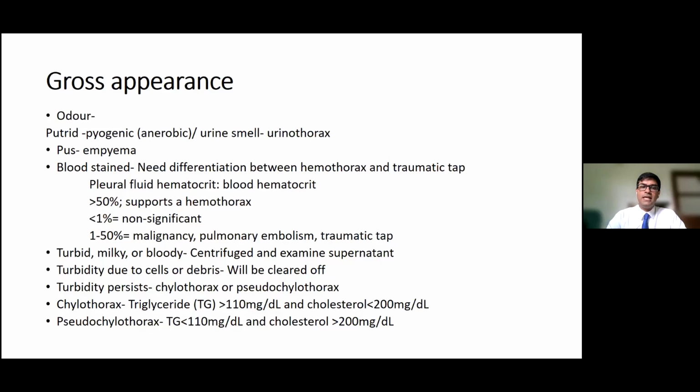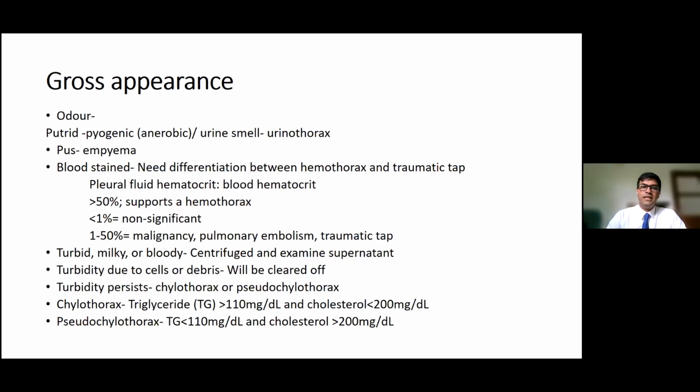pyogenic, especially anaerobic infection, while if it smells like urine, it's a urinothorax. Color-wise, if you find your aspirate is grossly frank pus, it supports a diagnosis of empyema, while if it is blood-stained, you need to differentiate between a hemothorax and a traumatic tap. For that, you have to use the pleural fluid hematocrit to blood hematocrit ratio. If this ratio is more than 50%, that supports a diagnosis of hemothorax, while if it is 1 to 50%, it suggests other etiologies such as malignancy, pulmonary embolism, and traumatic tap.